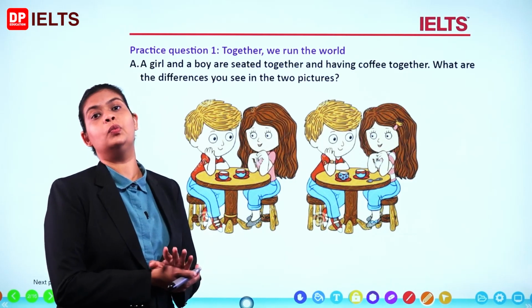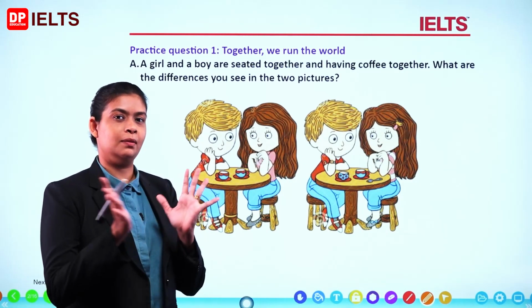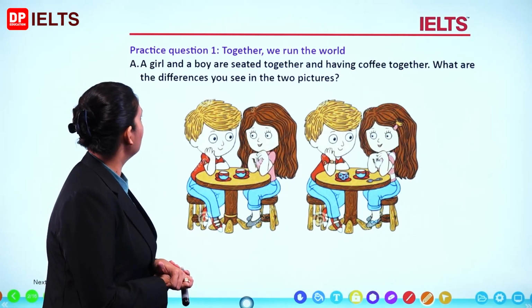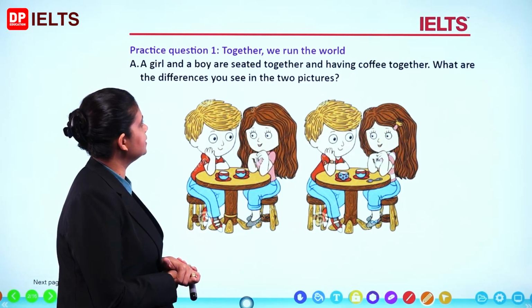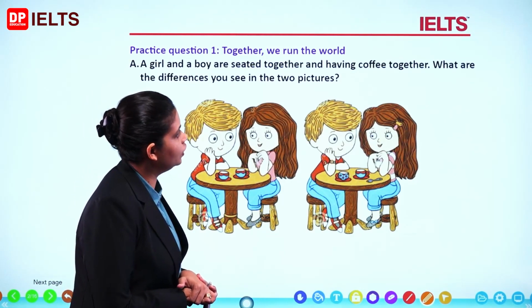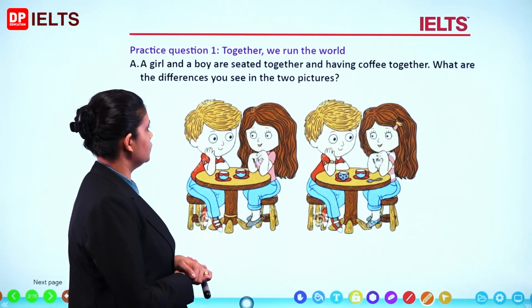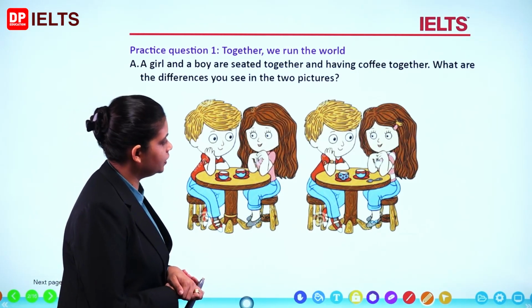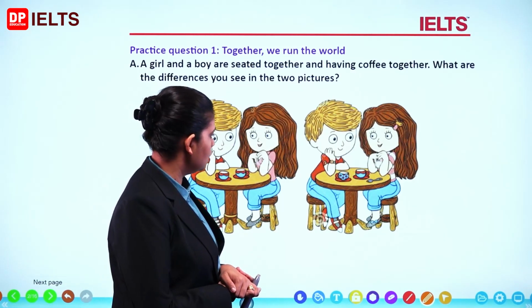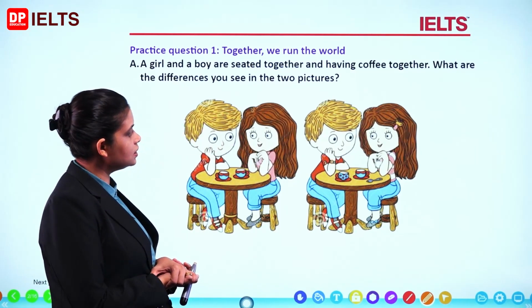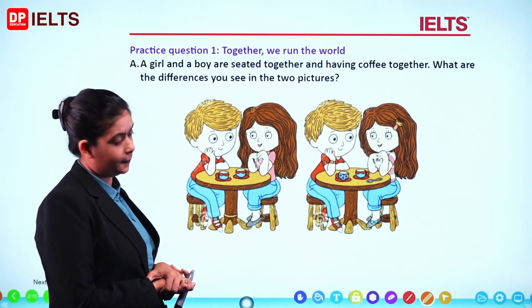Together we run the world. A girl and a boy are seated together and having coffee together. What are the differences you see in the two pictures? Right? So can you have a look at the pictures and tell me what are the differences?